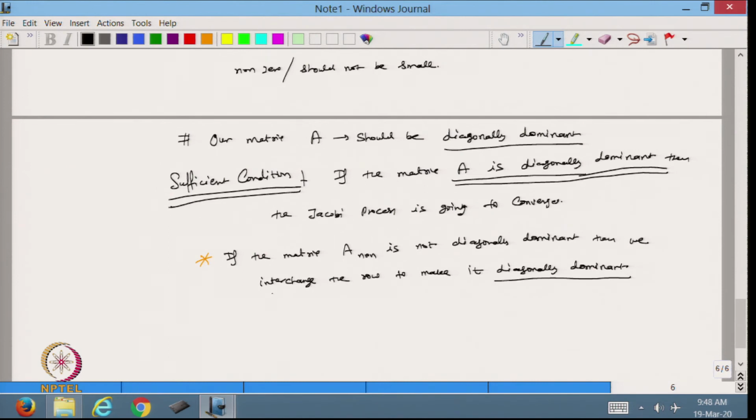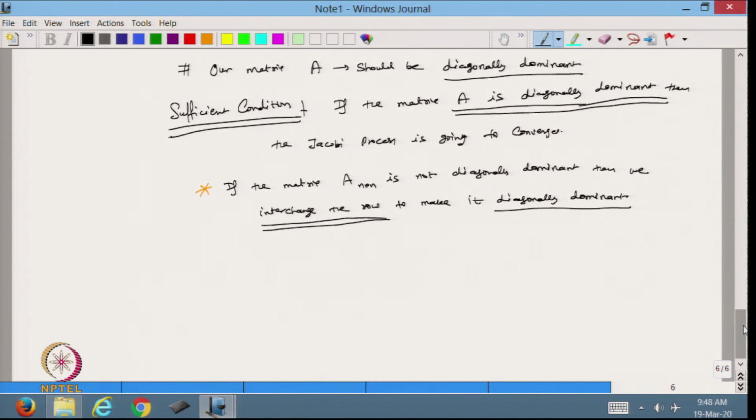So how do we do that? We interchange the rows as we have done in partial pivoting. With the interchanging of the rows, it may happen that we will get the diagonal dominant matrix. So that is the sufficient condition for the Jacobi method.